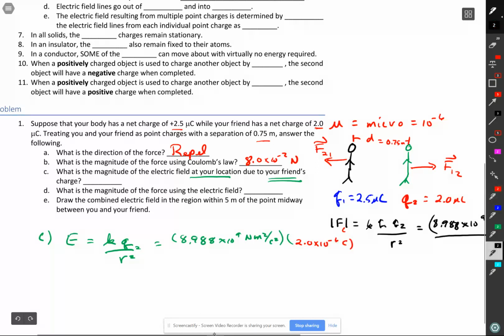And then I again have to divide by my radius, 0.75 meters is the separation, squared. And when I do that calculation, it's going to give me 32,000 newtons per coulomb. Now you might say, how does he get newtons per coulomb? Well, notice meters squared divided by meters squared, those cancel. Coulombs divided by coulomb squared leaves a 1 over coulomb, and the newton was left over, so newtons per coulomb.